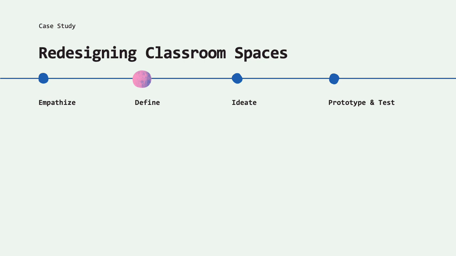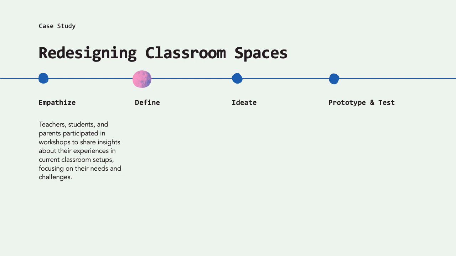Let us look at the situation of redesigning of classroom spaces using design thinking. You're all well aware now of the various stages incorporated in design thinking. Let's look at how each of these stages comes through when we're talking about redesigning classroom spaces. Teachers, students, and parents participated in workshops to share insights about their experiences in current classroom setups, focusing on their needs and challenges. This is in the empathize stage, which is the first stage.